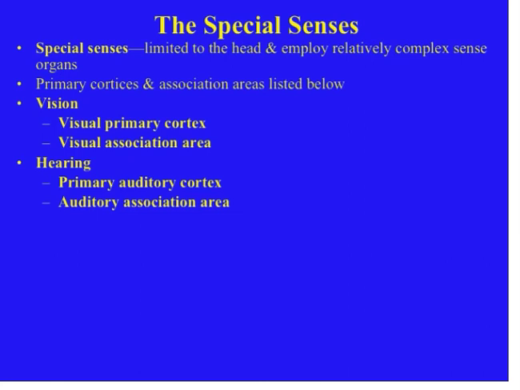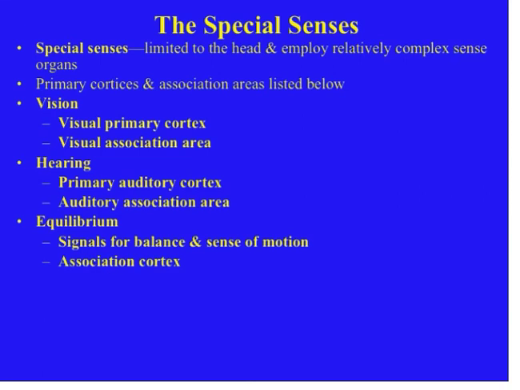Okay, equilibrium. These are signals for balance and our sense of motion, and they project mainly to the cerebellum and several brainstem nuclei, which are concerned with head and eye movement and visceral function. The association cortex in the roof of the lateral sulcus near the lower end of the central sulcus aids in our establishment of equilibrium.